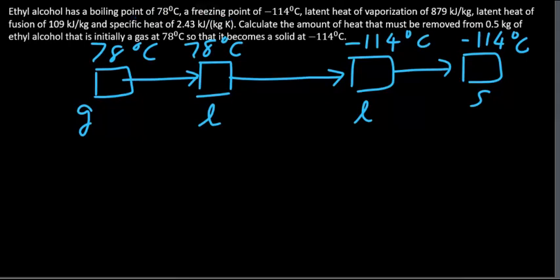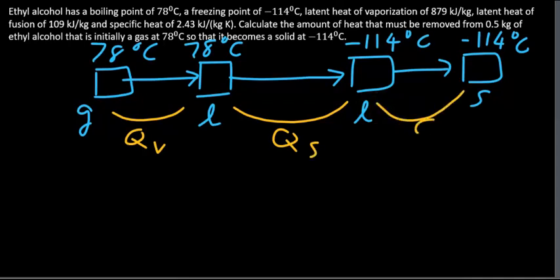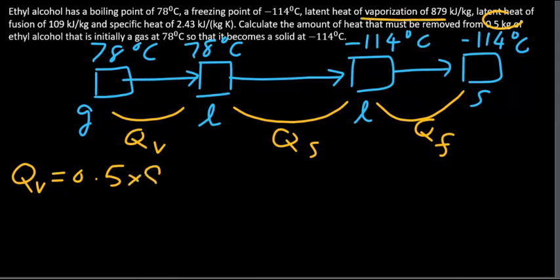So how many contributions? This is the first contribution, latent heat of vaporization involved. From here to here is a specific heat. And then you have a latent heat of fusion involved. So let's calculate these three terms separately. First, Q_V for the first process. So the mass is 0.5 kg times the latent heat of vaporization, which is 879 kilojoules. Turn that into joules, so it becomes 1,000 per kg.